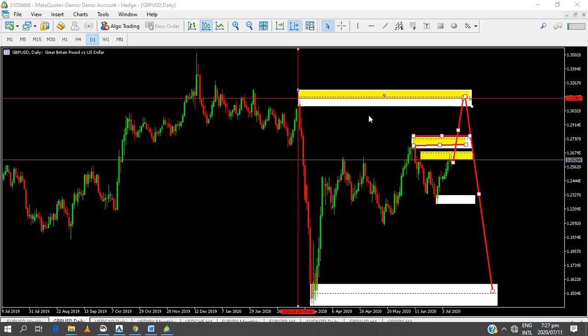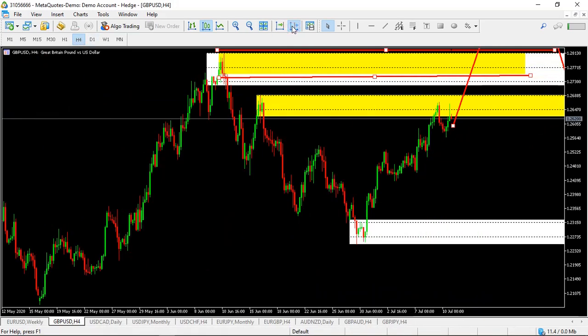Last time we spoke about timing your entries, specifically GBP USD, where there was a minor mistake. The H4 time frame is not stronger than the daily. Your daily zones are strong, so the daily supersedes the 4 hour. Daily zones are stronger than 4 hour zones. This white zone is stronger than the yellow zone, so the daily time frame supersedes the H4 and H1.